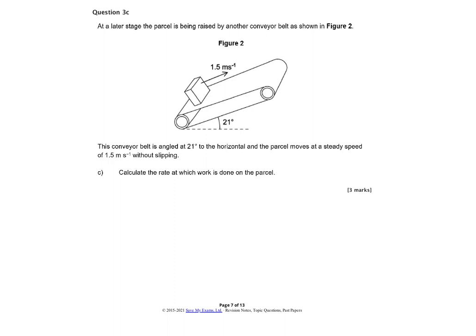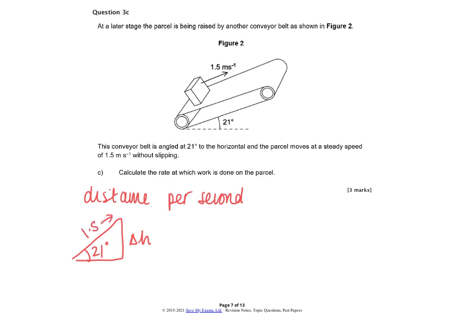So if we think about the distance per second, first of all, and by the distance, I mean the distance upwards. So I'm going to draw the triangle that's going to help me work this out. 21 degrees. I want to work out the height because in a minute I'm going to use the GPE equation, gravitational potential energy. So we know it's going 1.5 meters per second in this direction. About how much is it going upwards?